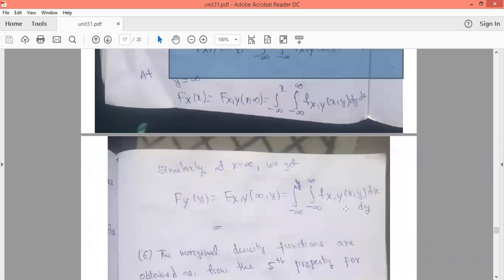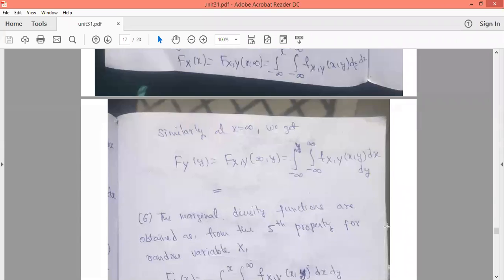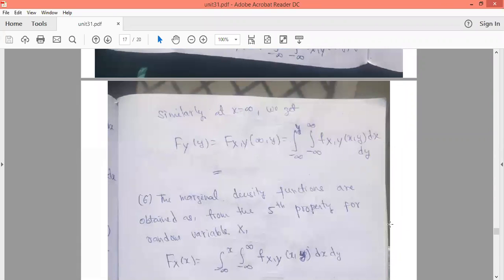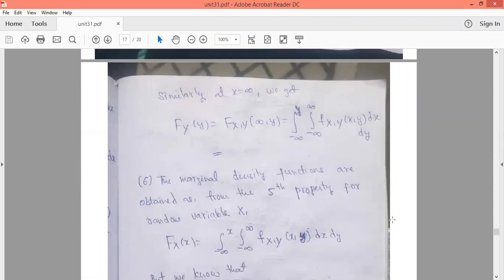Okay, so similarly for Fy, what is x term? X term will be infinity. So we'll be having only y term. So the limits of x will be minus infinity to plus infinity. The limits of y will be minus infinity to y, fxy of x comma y dx dy. Okay. So this is our marginal distribution functions.